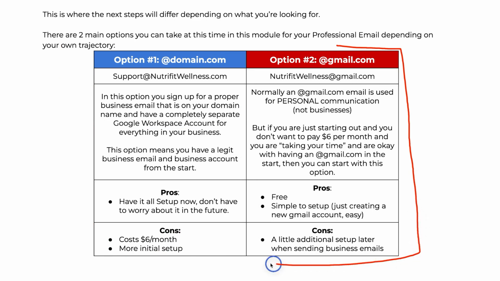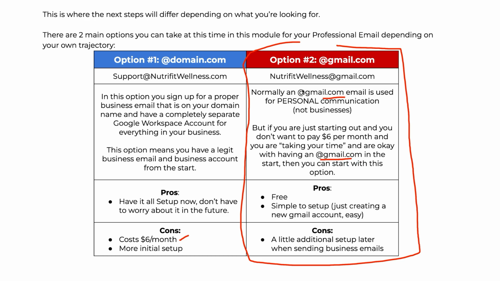And what you're doing here is normally at gmail.com email addresses, they're used for personal communication, right? They're typically not used for business communication. However, if you are just starting out right now, okay, and you're like, you know what, I don't want to have to pay the $6 per month, and you're kind of just taking your time, and you're okay with having an at gmail.com in the start, right? So you can start with this option. You can just make a new at gmail.com, right?